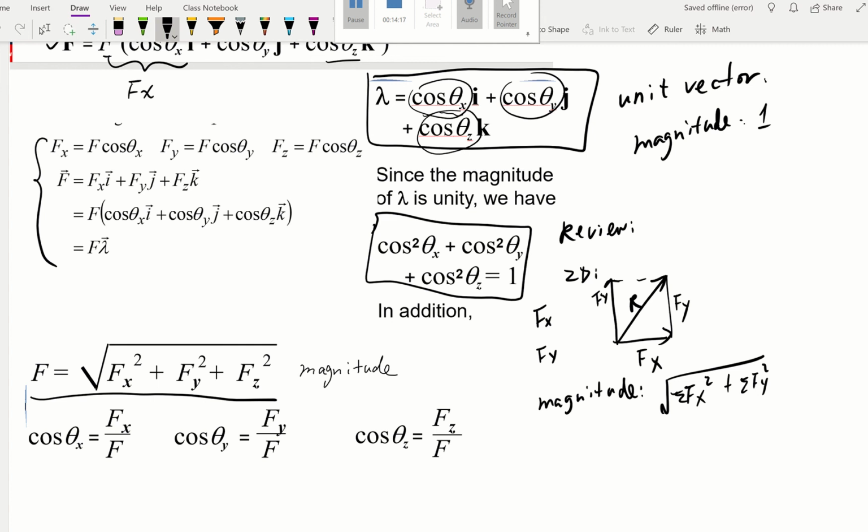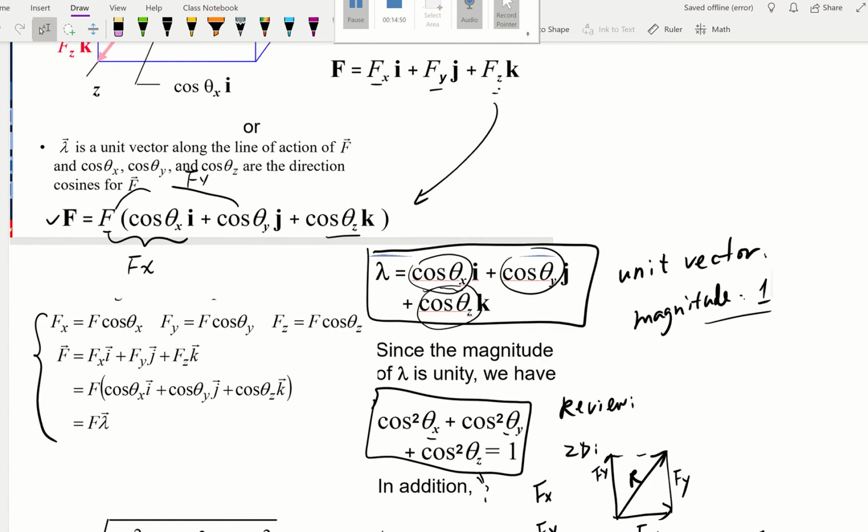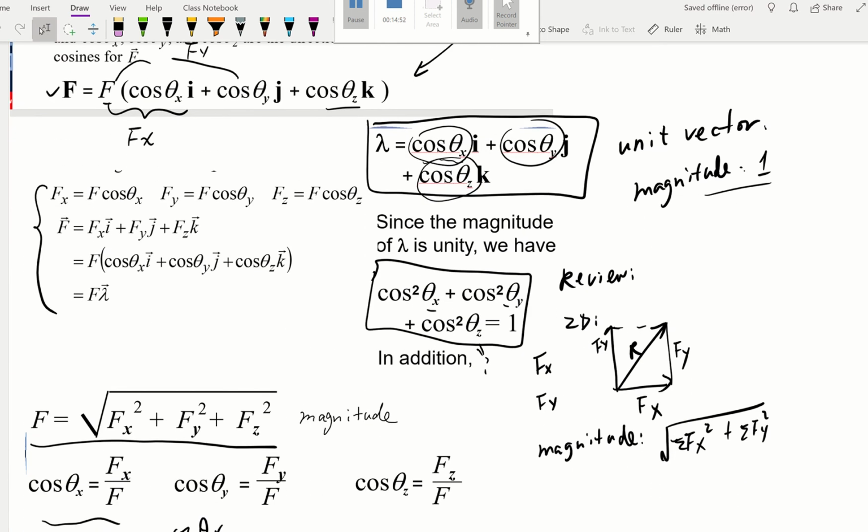For example, if you know two angles, you know theta x and theta y, can we use this relationship to find our theta z? Certainly we can, right? So we are borrowing this unit vector with magnitude 1 concept. Then here's another form for cosine theta x. Since Fx, the x component, is equal to F times cosine theta x, certainly we can manipulate it, say cosine theta x is going to be Fx over F. So that's all the concept in terms of decomposing a force in 3D.